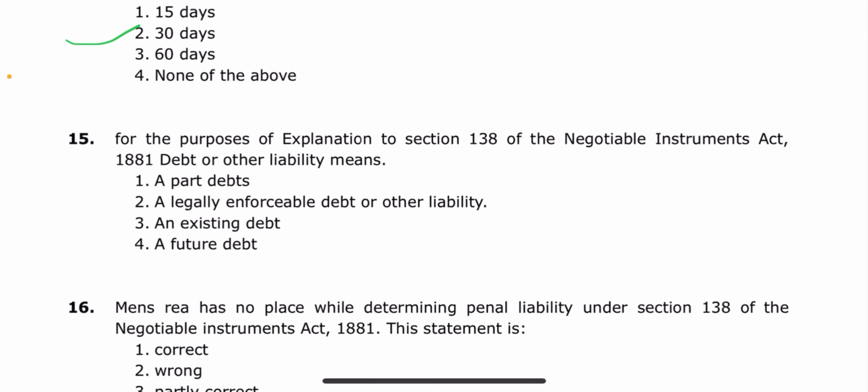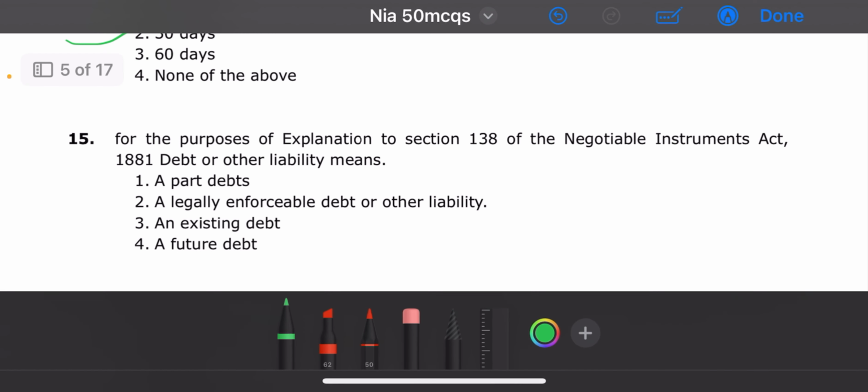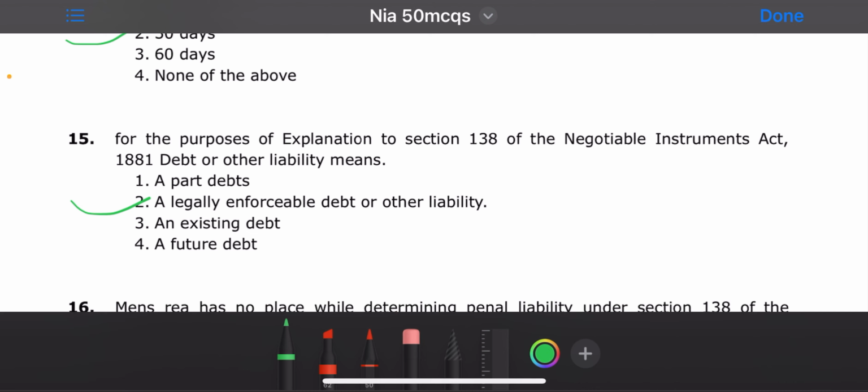Next question, for the purposes of explanation to section 138 of the Negotiable Instruments Act 1881, debt or other liability means, the options are a part debts, B, a legally enforceable debt or other liability, third, an existing debt, fourth, a future debt. The correct answer is second, a legally enforceable debt or other liability.